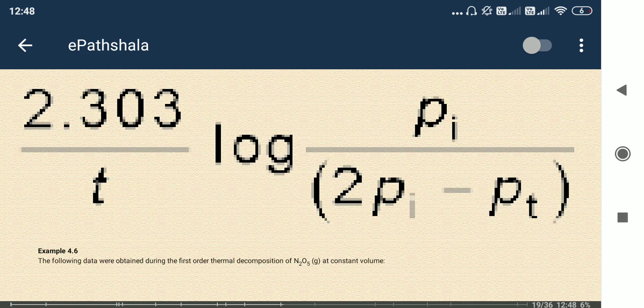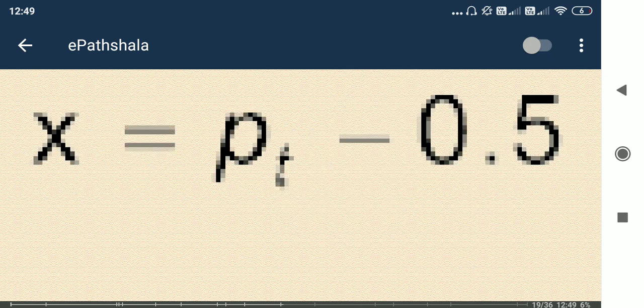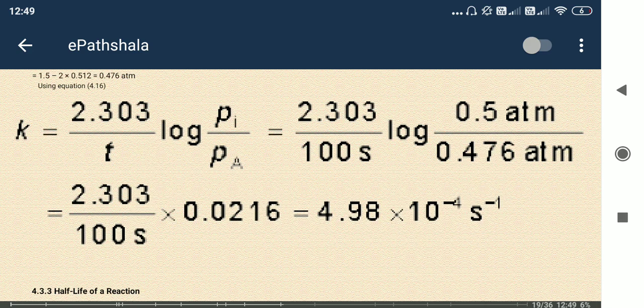In case of a gaseous system, the pressure or the partial pressure of a gas component or molecule is directly proportional to the concentration of that molecule. So we can write k is equals to 2.303 by t log of the initial pressure of the reactant, and in the denominator the partial pressure after that specific time. So we can replace the concentration by the partial pressure of that compound or molecule.